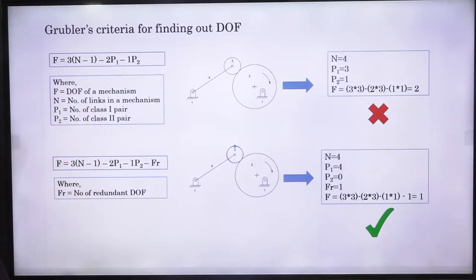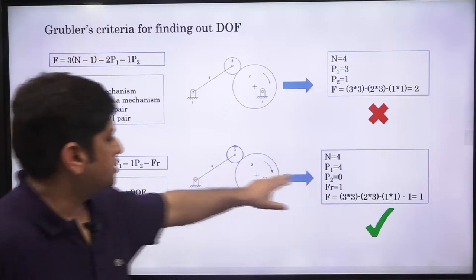Go for this now. Same question which I've done. There are four links here. How many pairings do we have here? No, but I think there is one higher order pair also here. Do you think higher order pair will be 0? I think there are 3 lower order pairs. So I don't think there is a 0 lower pair.